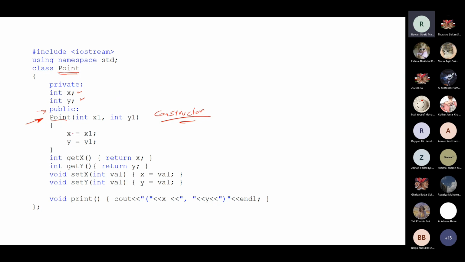So in this case, I have this class, and I also have these methods, which are getX, getY, setX, and setY. If you remember, we called these accessors or getters, and these are the mutators or setters. And I have also print, which prints the point. This class is very clear.